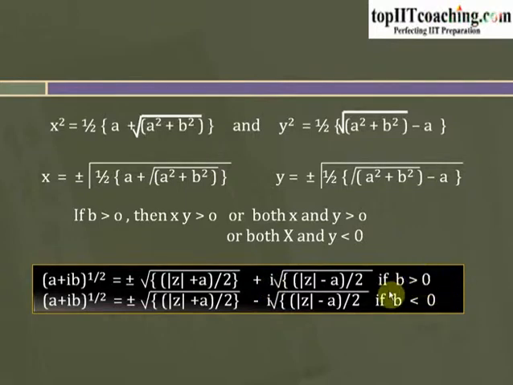So if b is greater than 0, or the imaginary part of the complex number is positive, then the square root of z would be equal to plus minus of under root of mod z plus a whole divided by 2 plus iota times under root of mod z minus a divided by 2. And if b is less than 0, or b is negative, then under root of a plus iota b would be equal to plus minus of under root of mod z plus a divided by 2 minus iota times under root of mod z minus a divided by 2. So on the basis of the sign of b, we get two values of the square root. This is the procedure for finding the square root of any complex number.